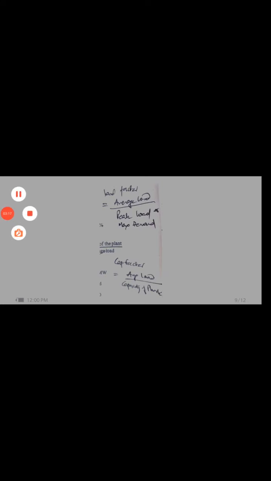Now you can see here load factor. Load factor is nothing but average load divided by the peak load or maximum demand. And second, capacity factor is also given here. Capacity factor is average load divided by the capacity of the plant, whatever is the installed capacity, like 210 megawatt given here. So these are two things: load factor is average load divided by peak load or maximum demand, and capacity factor is average load divided by the capacity of the plant itself, like 210 megawatt in this case.